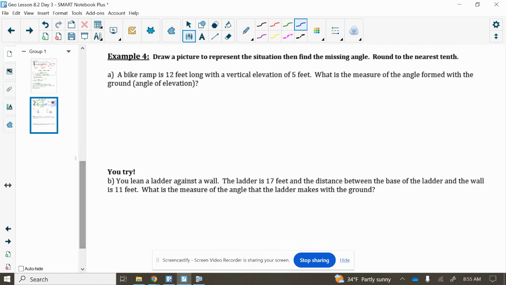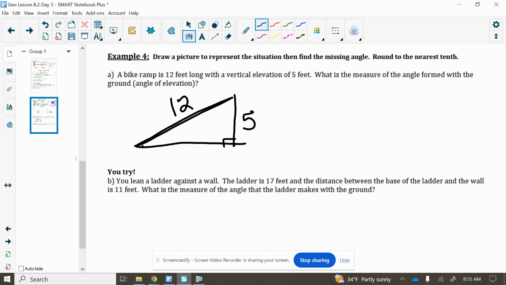All right, now we also can do a little bit of a picture representation with these. So for instance, we have a bike ramp that is 12 feet long. The vertical elevation is 5 feet above the ground. And we want to know what is the measure of the angle formed with the ground. Sometimes you're going to see this called the angle of elevation.